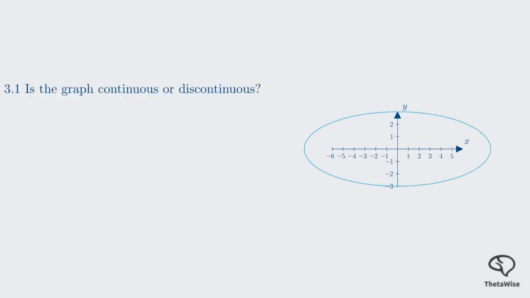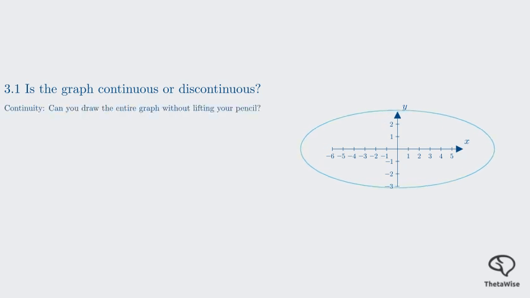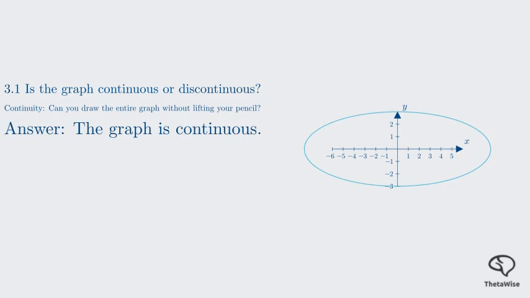With our ellipse sketched, let's answer question 3.1. Is the graph continuous or discontinuous? Informally, a graph is continuous if you can draw it from end to end without lifting your pencil. A graph is discontinuous if it has breaks, jumps, or holes. Looking at our ellipse, there are no gaps or jumps anywhere. It's a single, unbroken curve. So, yes, it is continuous. So the answer for 3.1 is that the graph is continuous.